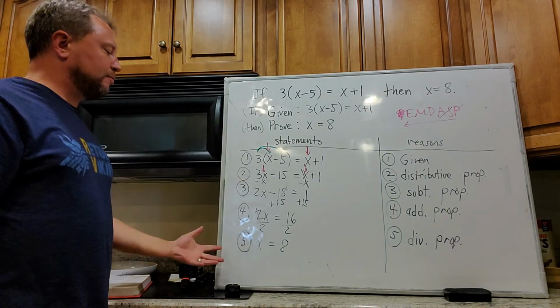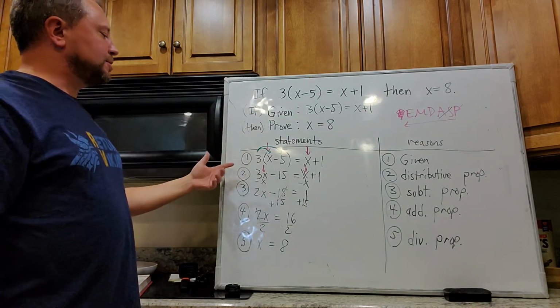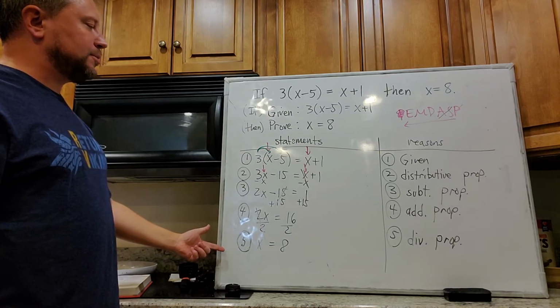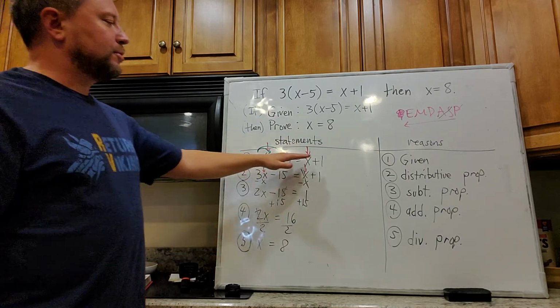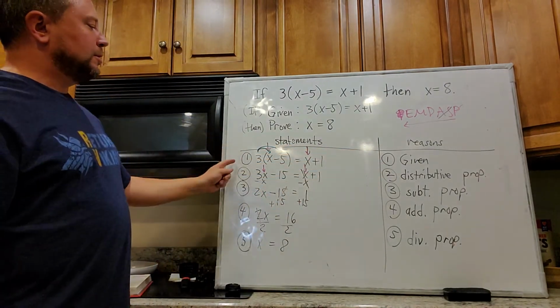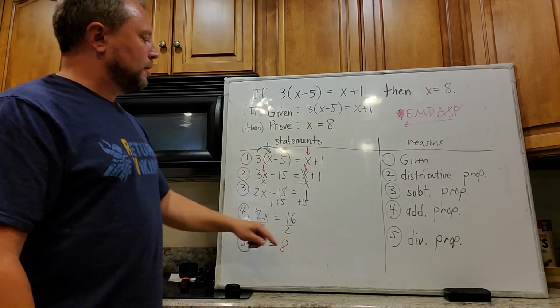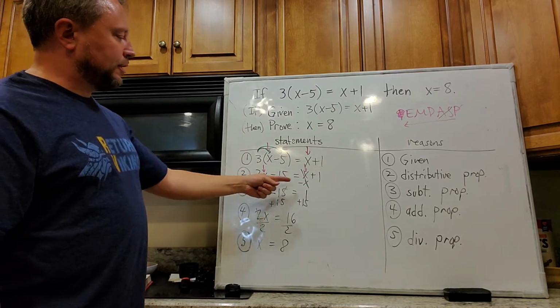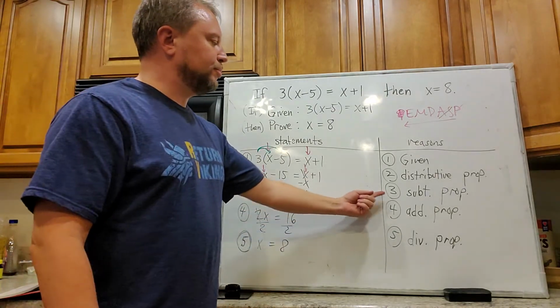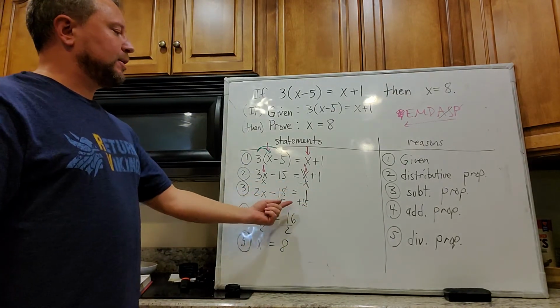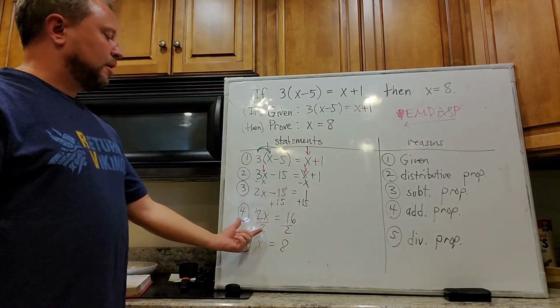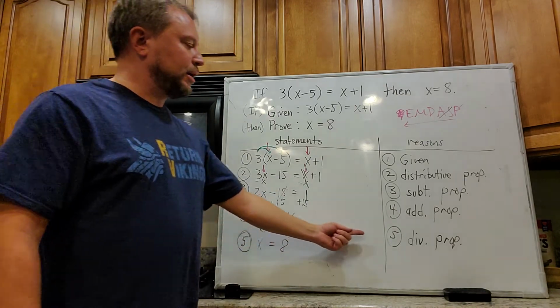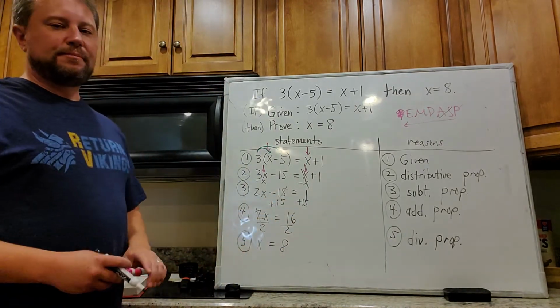Okay, so there you have it. An algebra problem that we solved in a total of 5 steps. The first step always given. Then we distributed. We subtracted the x from both sides. Subtract. We added the 15 on both sides. Add. We divided by 2 on both sides. Division to get that.